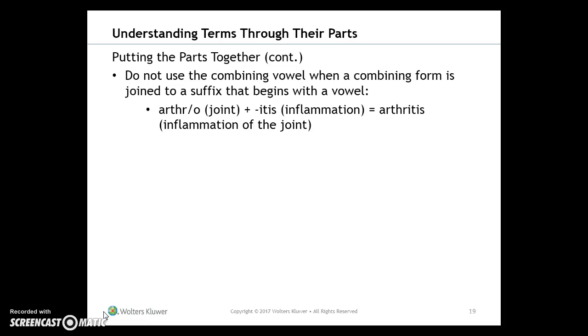You don't use the combining vowel when a combining form is joined to a suffix that begins with a vowel. So if you have itis, it begins with I, and arthro ends in an O. You're not going to say arthroitis. So arthro joint, itis, inflammation. Instead, you're going to say arthritis, how we're going to spell that. So we're going to drop that combining O and just use the itis because you have two vowels there together, and that's inflammation of the joint.